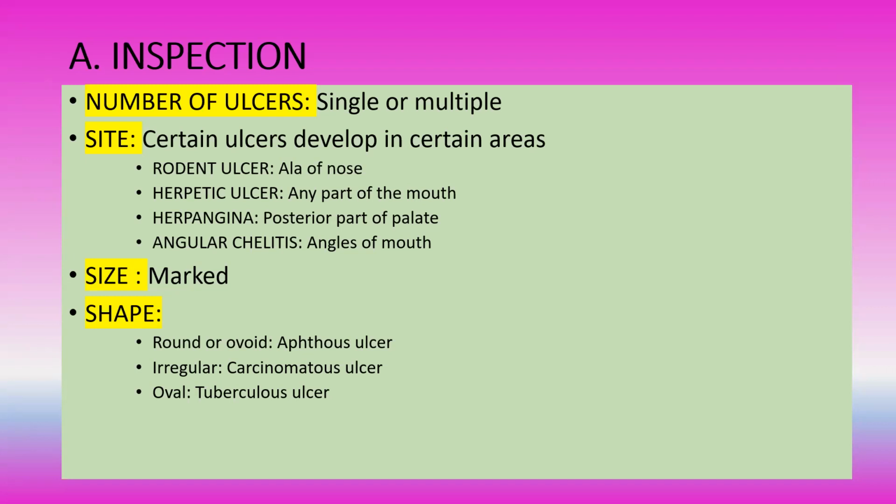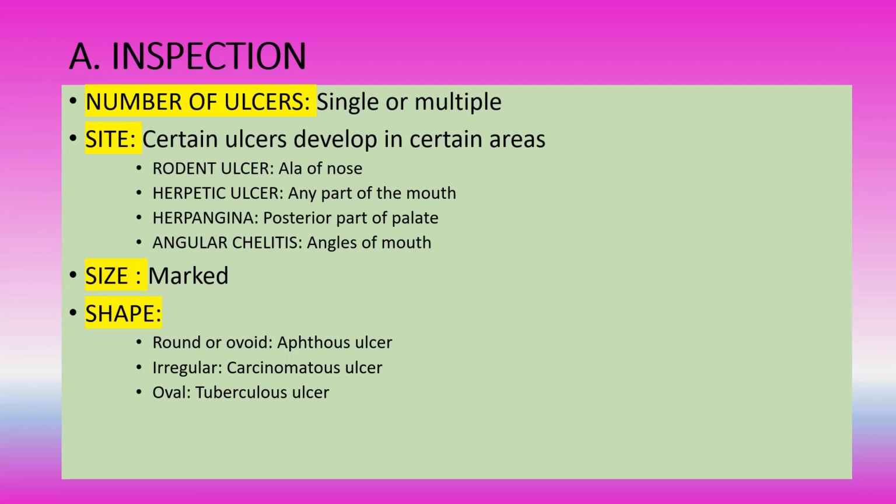Coming to the size. In the size, we need to take into consideration both the dimensions of a particular ulcer. That is, the dimensions that you take mediolaterally and the dimensions that you take superior-inferiorly. So the highest measurement has to be kept into consideration. A divider can be used, a scale can be used to measure an ulcer.